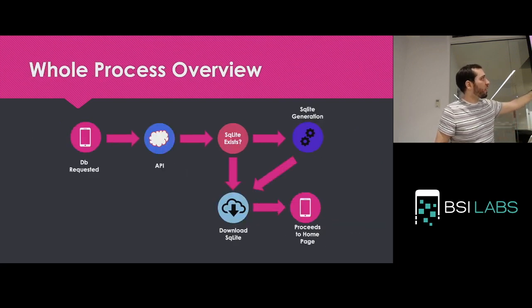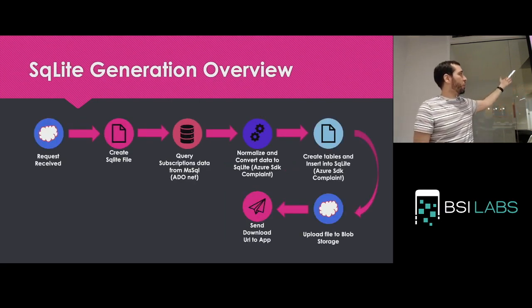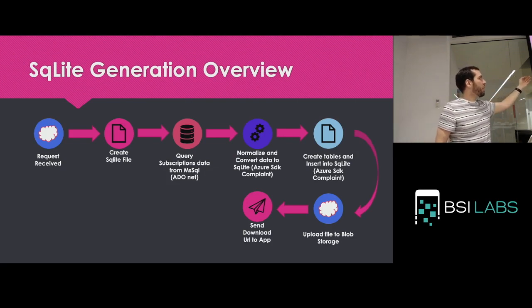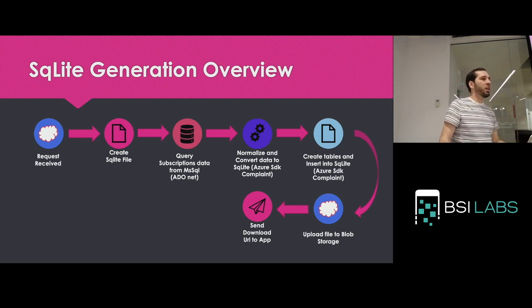Going further on the SQLite generation on the back end, again, the request will be received by the API. The API will create a file, just a normal empty .db file. In our case, the API will query all of the tables on the MS SQL. For performance, we chose to use ADO.NET, writing the queries ourselves and running those queries against the database.